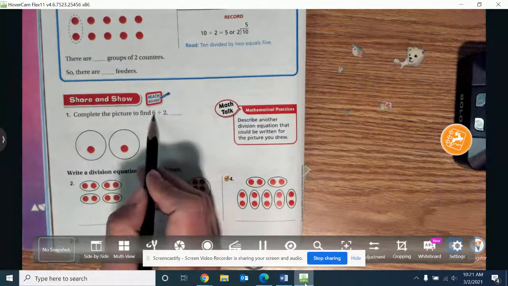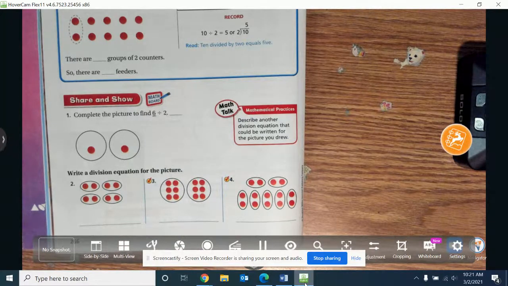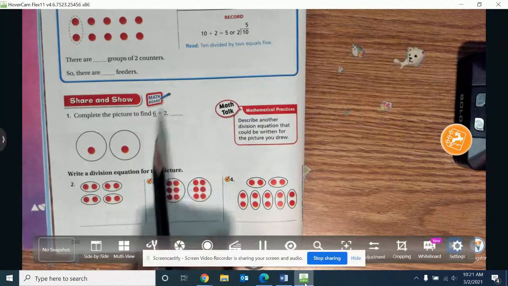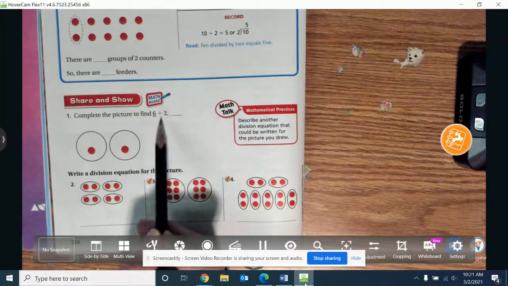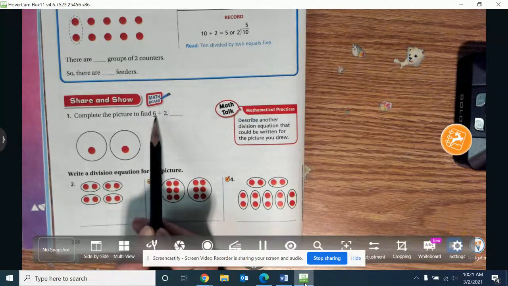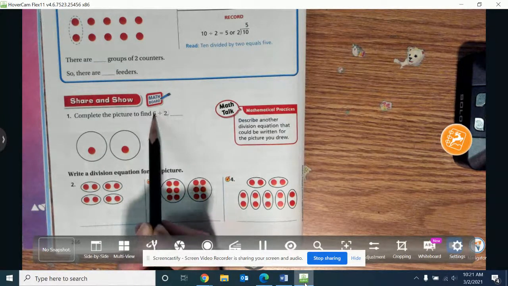Remember in division, the first number or the largest number tells us the total of counters or the total. The second number usually tells us the groups. So we need to complete this picture. They gave us 2 groups, 1, 2. Now we're going to put 6 counters all together. We put 1 at a time and we stop when we get to 6.